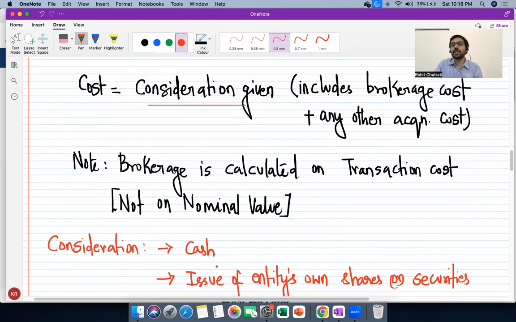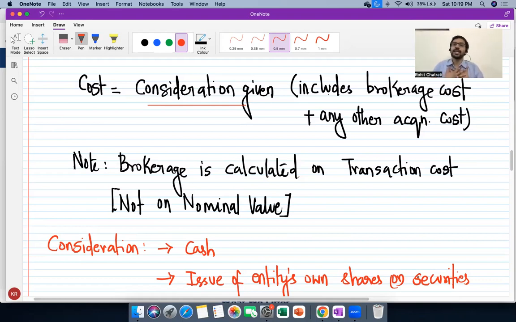In case I'm issuing my own shares or my own debentures, then the consideration that I'm giving is the fair value of my own shares or securities. All right. I'm using the word fair value for the first time. For now, for the sake of understanding, think fair value to be the same as market value.